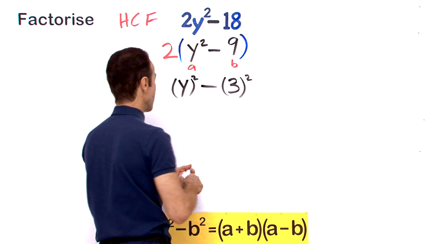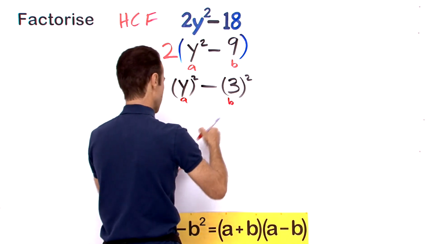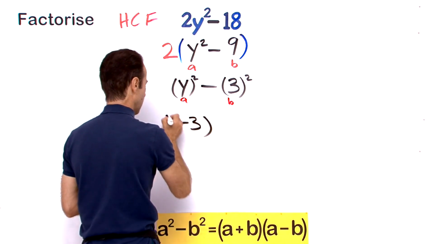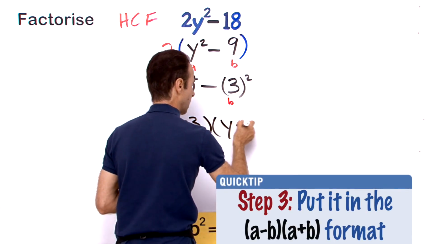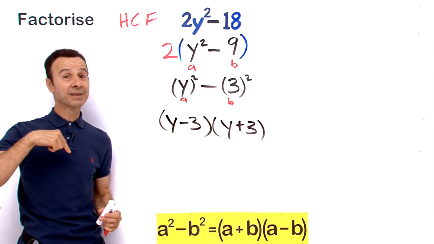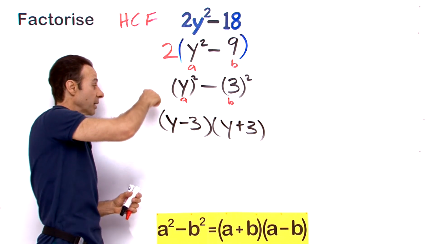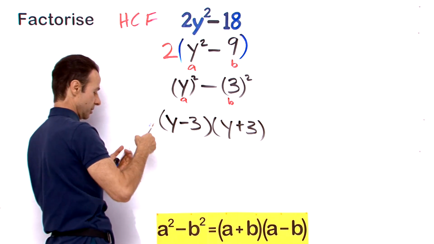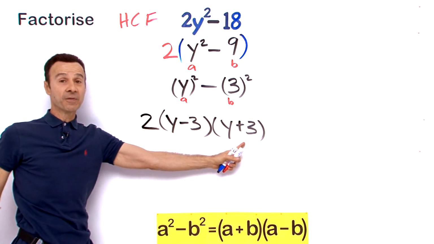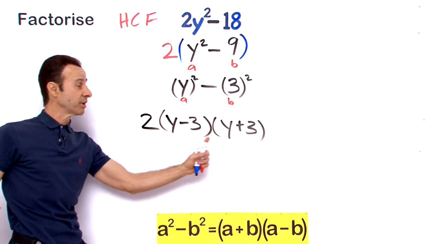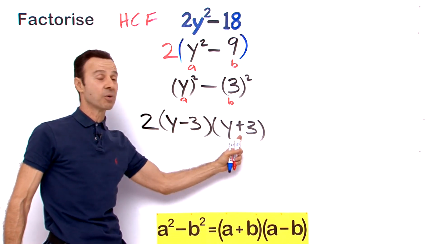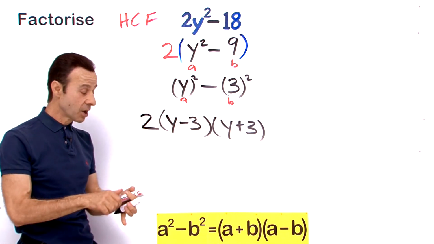So let's go ahead and do that. That'll be a, that'll be b. So all we do is take these, y minus 3, and put next to it y plus 3. And we're nearly finished. All you have to do is remember to bring down the highest common factor from here. Let me put the 2 in the front. So there it is, fully factorized: 2 brackets, y minus 3, y plus 3. It doesn't matter if the plus comes first or the minus comes second. It's still a difference of two squares.